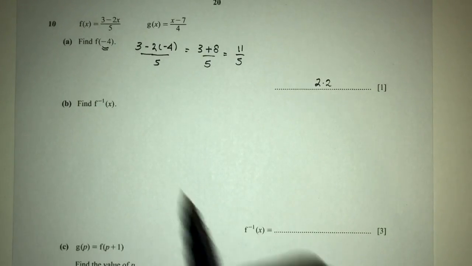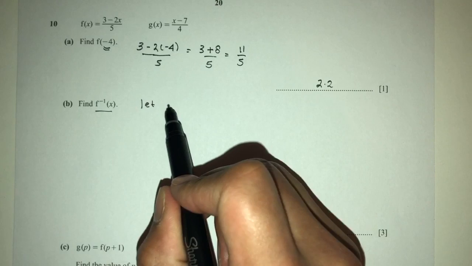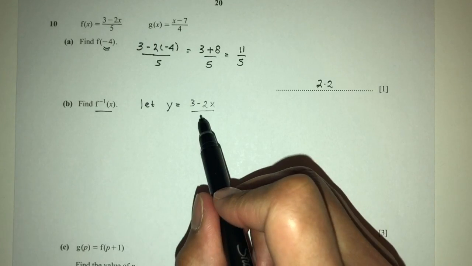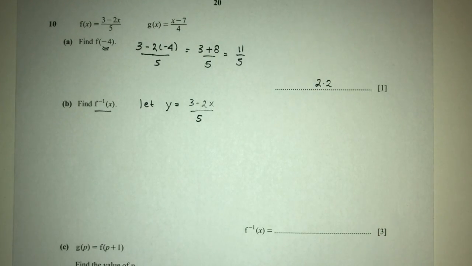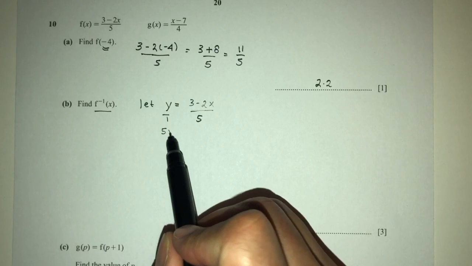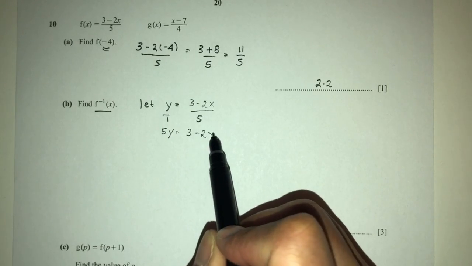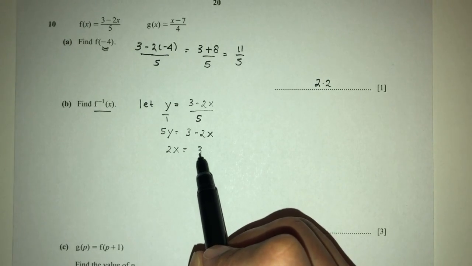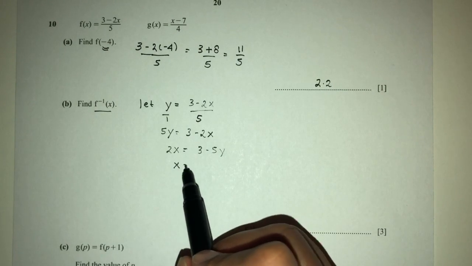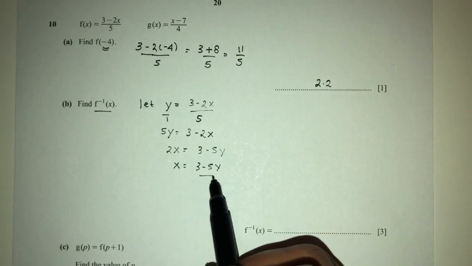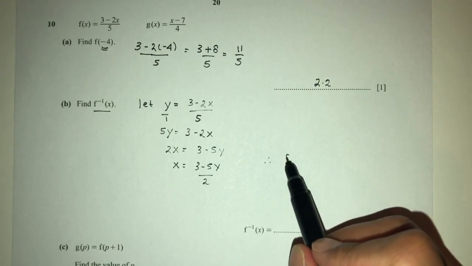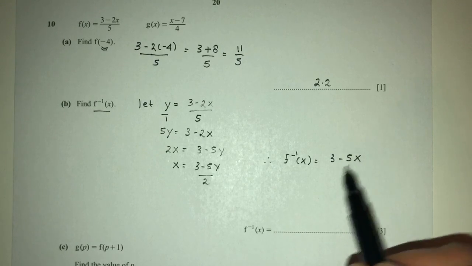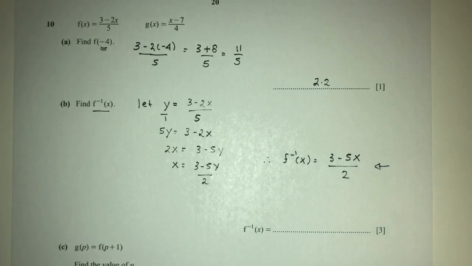Now for part B, we have to find f inverse. So as always, first step is to let y is f of x, which is 3 minus 2x over 5. Now we have to make x the subject of the formula. So cross multiply, 5y will be 3 minus 2x. So 2x will be what? 3 minus 5y. So x will be 3 minus 5y divided by 2. So finally, we conclude that f inverse, in terms of x, we have to change the y to x: 3 minus 5x over 2. That is f inverse.